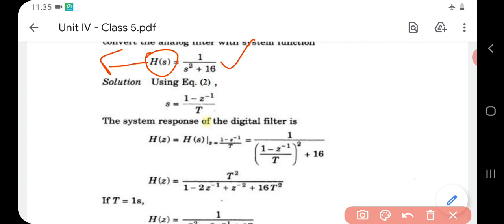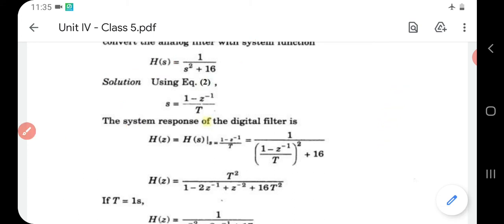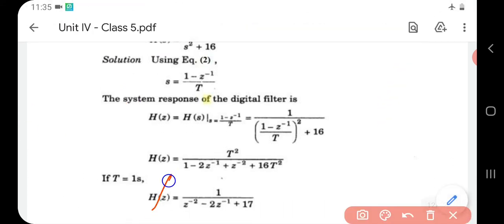Now you will have to convert this to the system function of the digital filter, that will be H(z). You will have to find H(z), that will be the answer. So you know the formula for conversion from S plane to Z plane, that is for conversion from analog filter to digital filter using the approximation of derivative technique. This is the formula. Now H(z) is equal to H(s) at s = (1 - z^-1)/T.